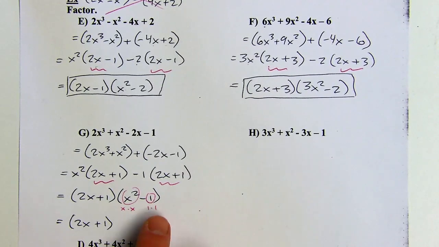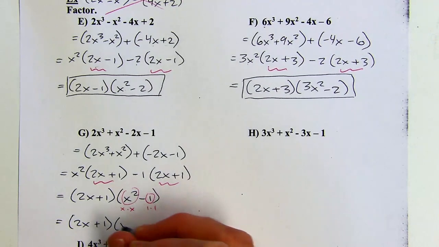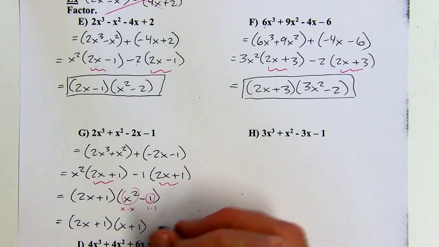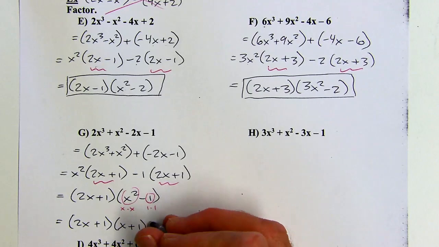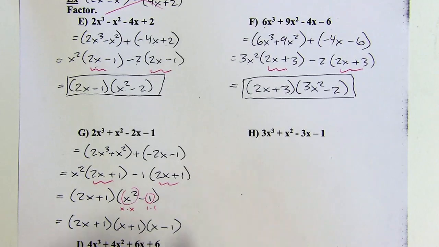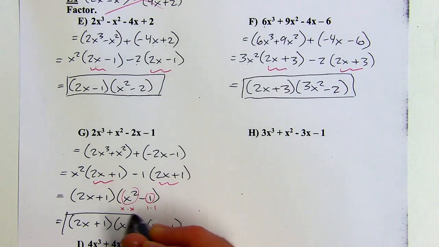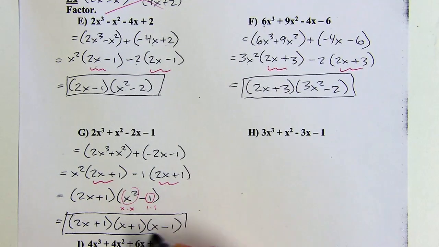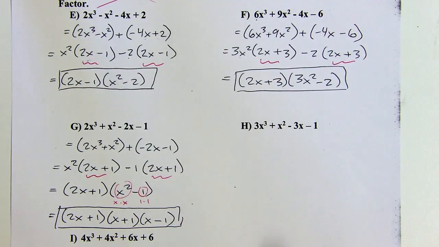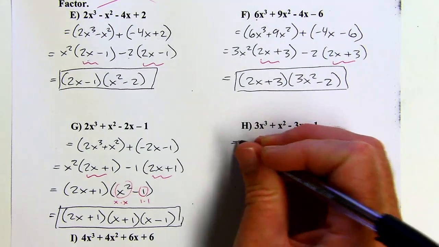It's kind of built on the square root of both terms, and one of them separated by a plus, the other is separated by a minus. So now this is completely factored. Okay. All right, let's give this next one a shot.